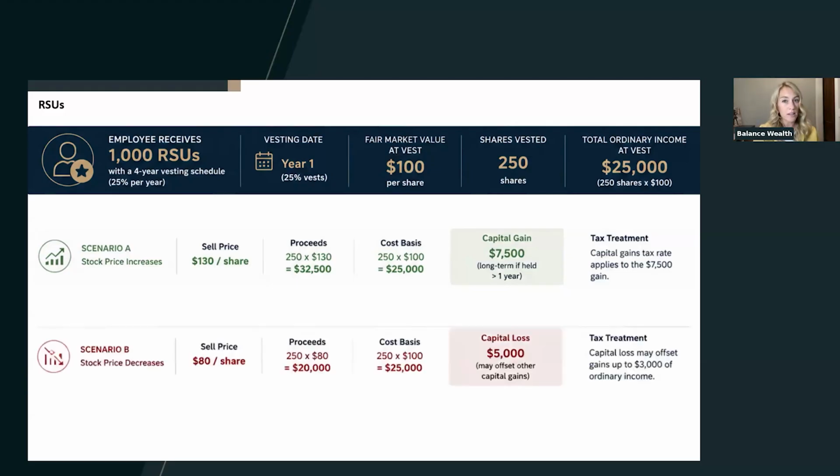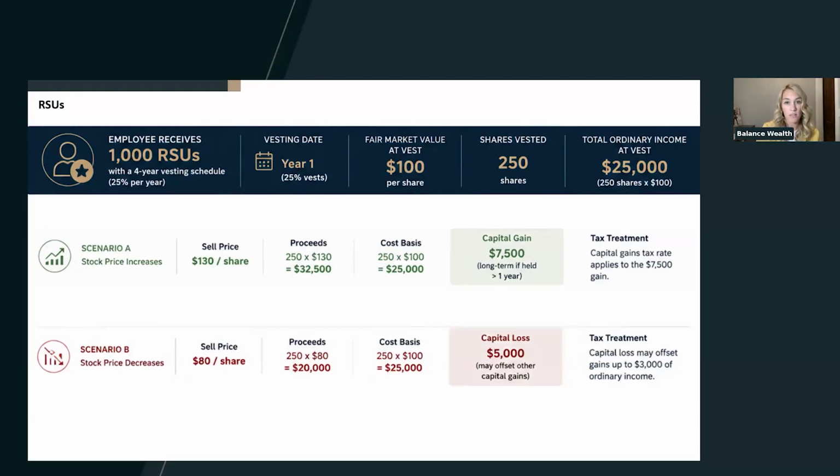Now, in this next scenario, maybe you held this stock, you thought this company was going to go to the moon, and unfortunately it didn't, right? So now the stock price decreases and you're like, I've got to get rid of this, right? So you sell the share at $80 a share. Now your cost basis at vest was still $25,000. The share price is down, so that's $20,000. So you have a capital loss of $5,000. Now, what happens with that?